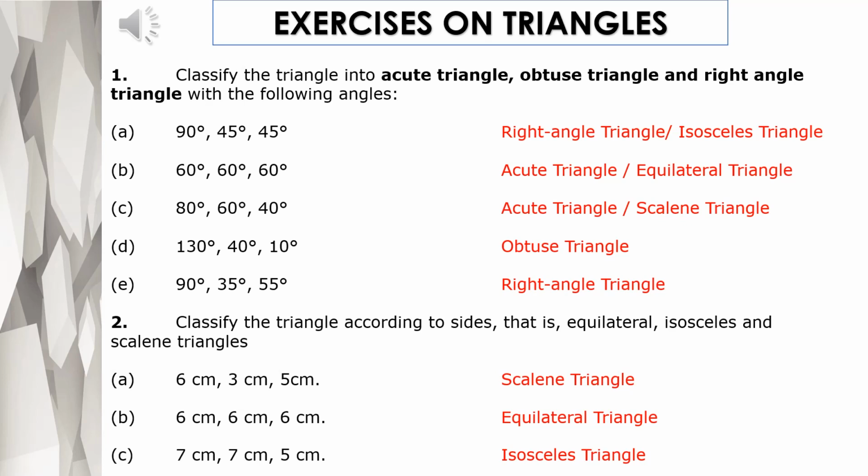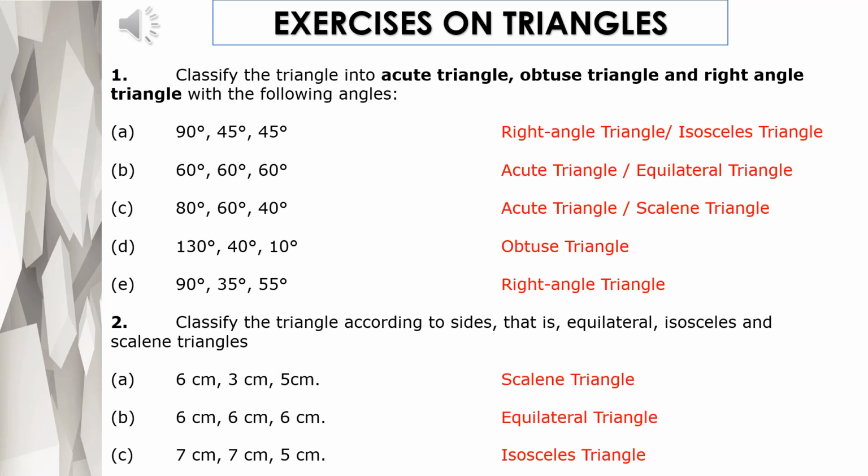Now you could even call it an isosceles triangle because it has 2 angles which are equal. Now going on to B. Answer is acute triangle. Why acute? Because all 3 angles are equal, or rather less than 90 degrees. That's what I meant. And it is called an equilateral triangle also because all 3 angles are equal.